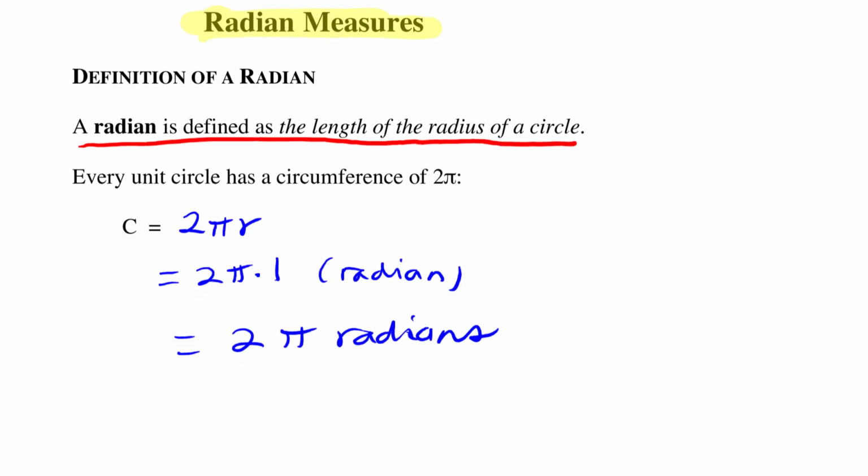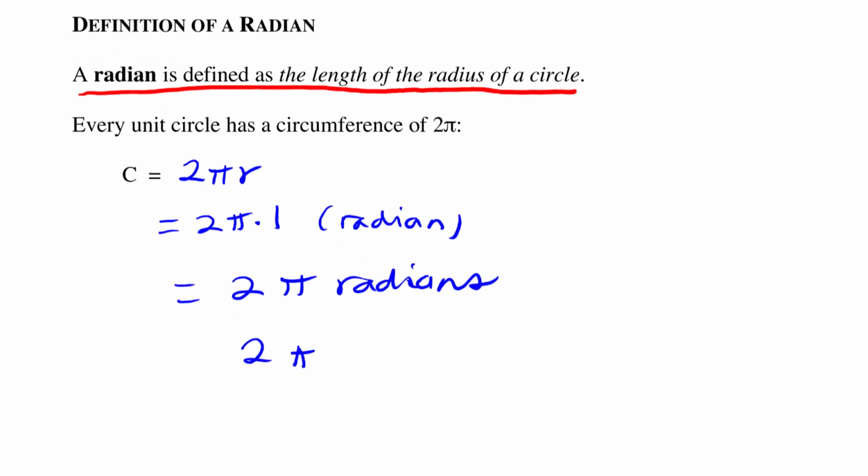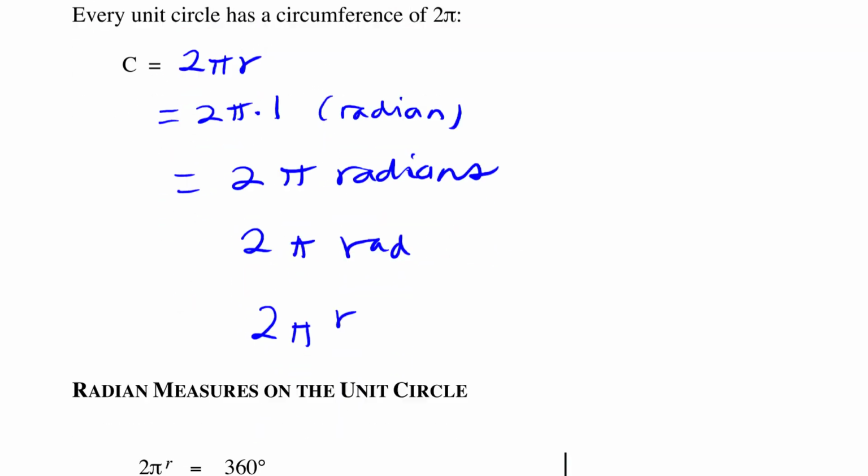We might abbreviate that as 2 pi rad for radians, or we'll use 2 pi r, with the r kind of where the degree symbol might be for an angle. And this is the circumference of a unit circle, 2 pi.